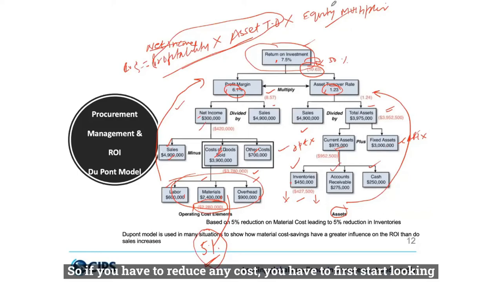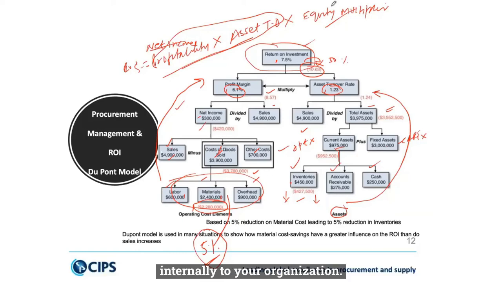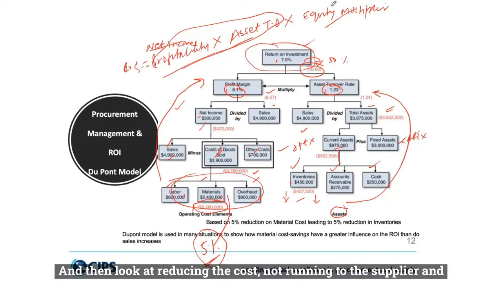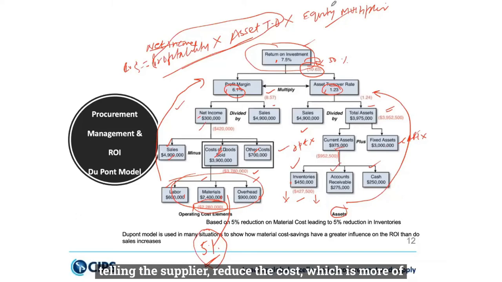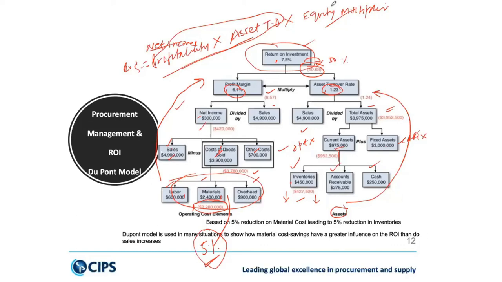It is how you have specified that contributes to the cost. So if you have to reduce any cost, you have to first start looking internally at your organization. You need to challenge the need. You need to challenge the specification. You need to look at alternatives. You need to look at options, right? And then look at reducing the cost, not running to the supplier and telling the supplier to reduce the cost, which is more of a commercial function.